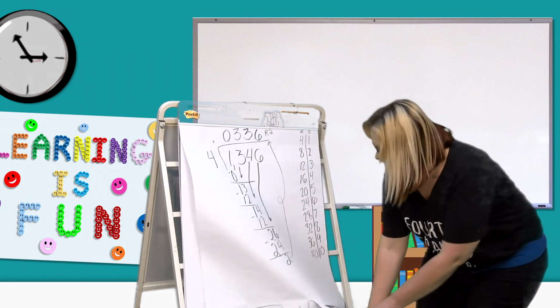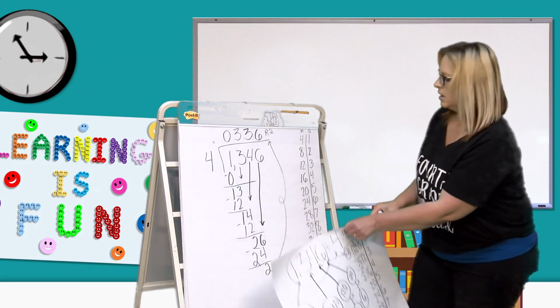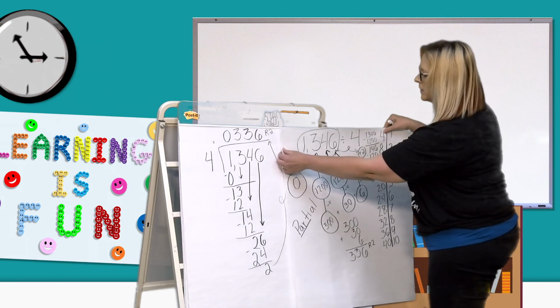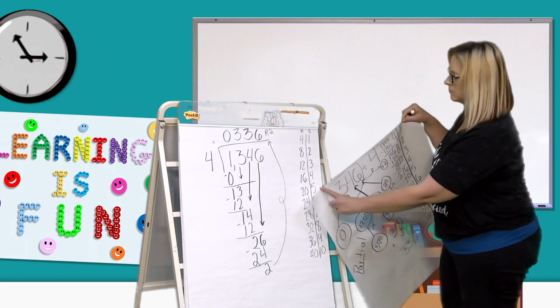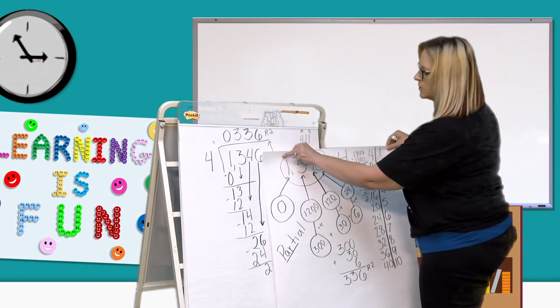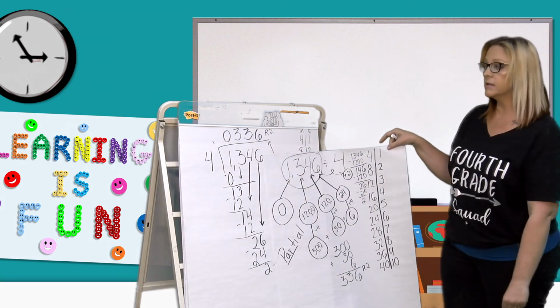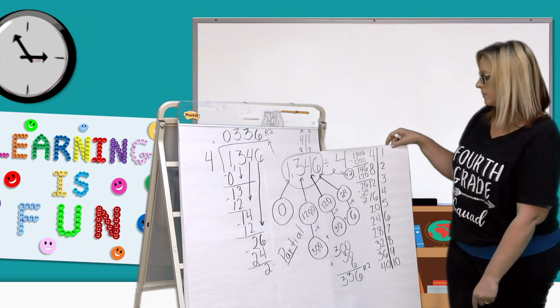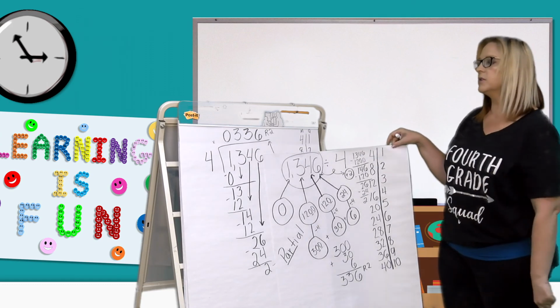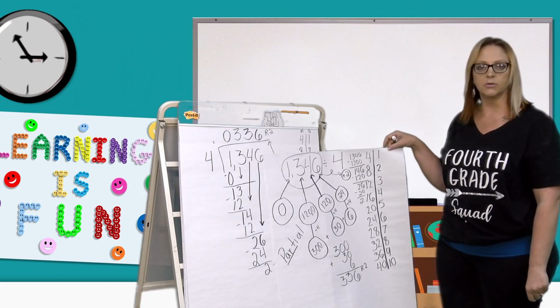So let's look at these. Whether I solve this using a number bond to decompose, or whether I solve this with the standard algorithm, my quotient is 336, remainder 2.